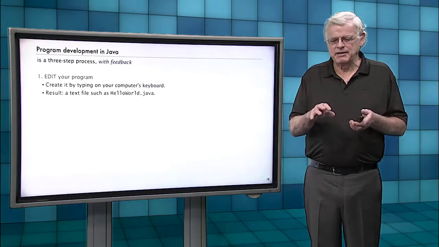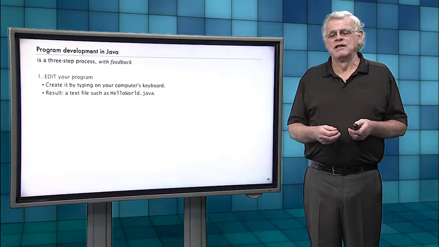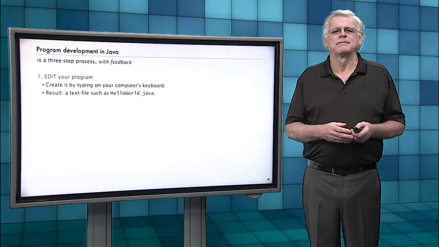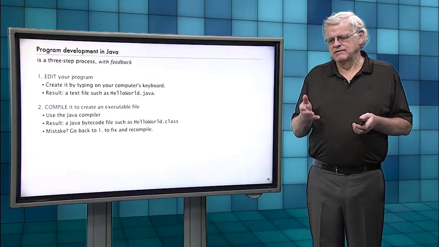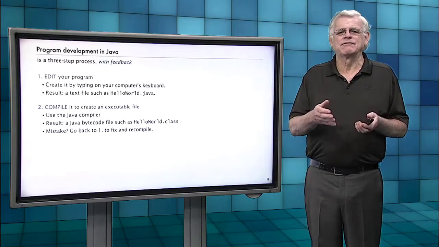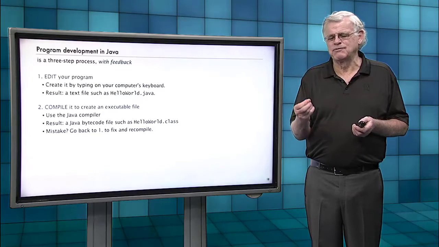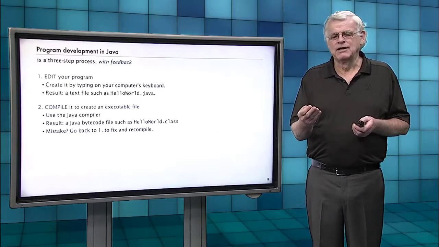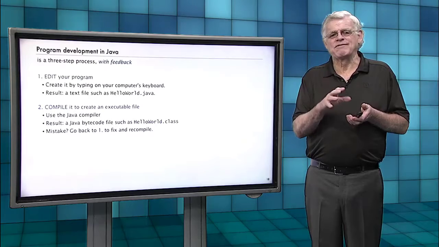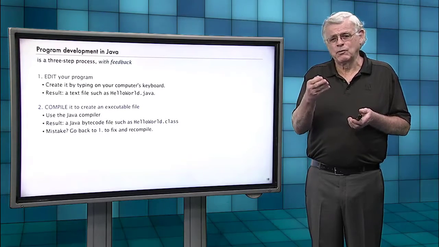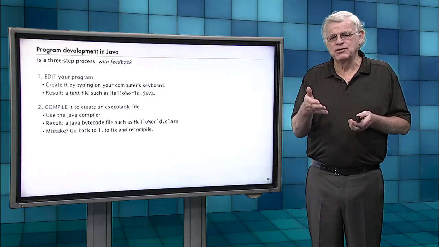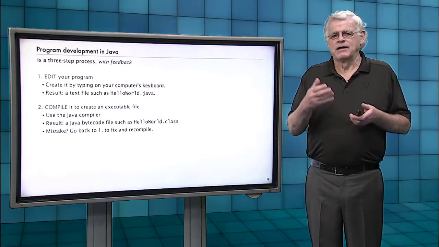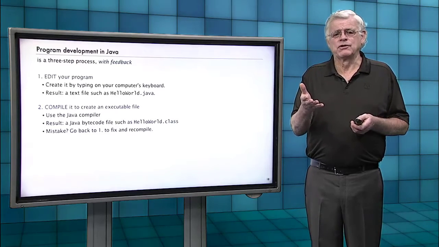You create it by typing text on your computer's keyboard. And eventually you get a text file like helloworld.java. Then the second thing you do is compile the program. That's translating it from this text format to an executable file suitable for the computer. We use a program called the Java compiler, and that creates a thing called a Java bytecode file, which is called helloworld.class, and will be saved on your computer in the same folder as helloworld.java. And that's the one that the computer is going to run.